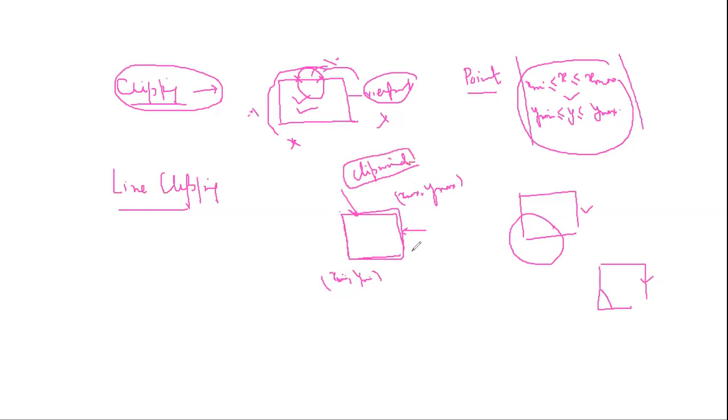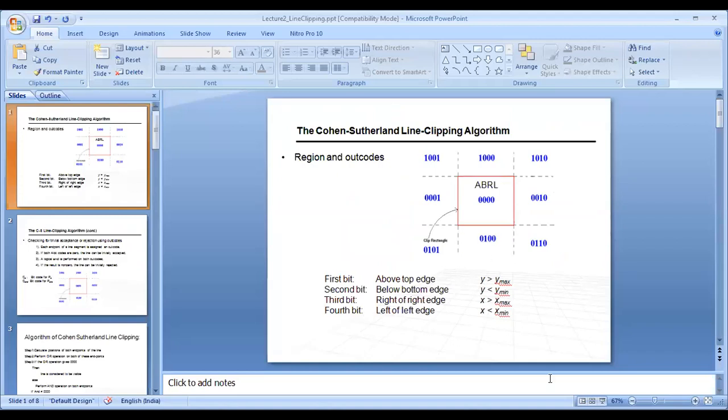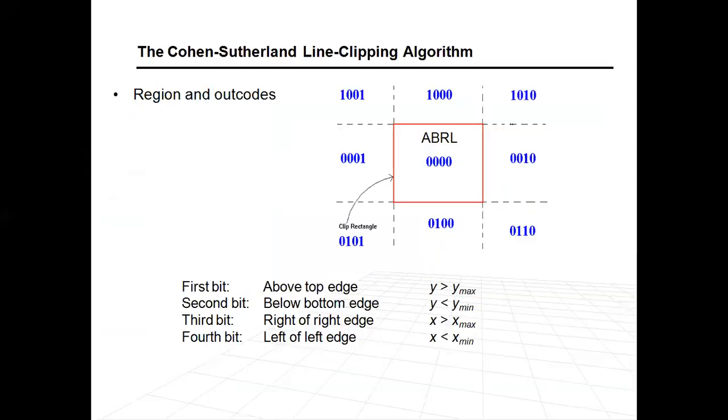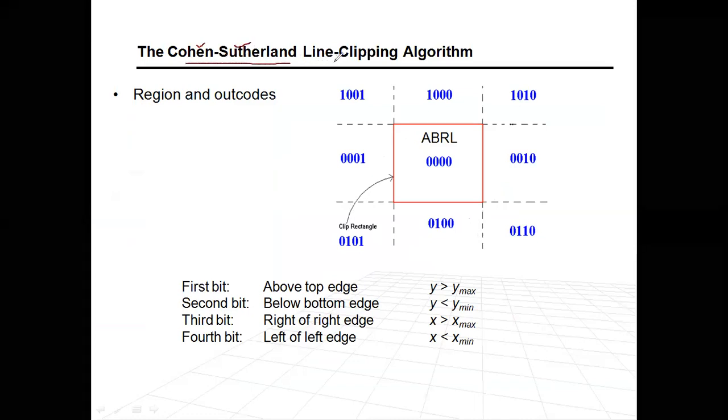So let's talk about the line clipping algorithm. It was given by Sutherland, so it is called the Sutherland clipping algorithm. Here the algorithm explains how the clipping of a line can be done. It was given by Cohen and Sutherland, so it is called the Cohen Sutherland line clipping algorithm.